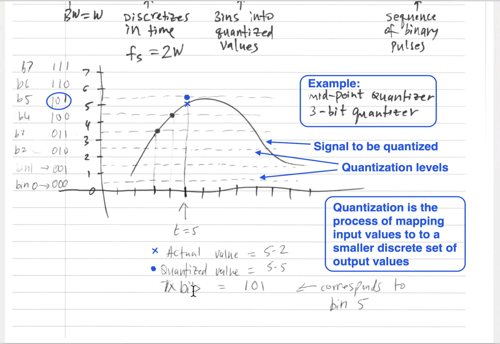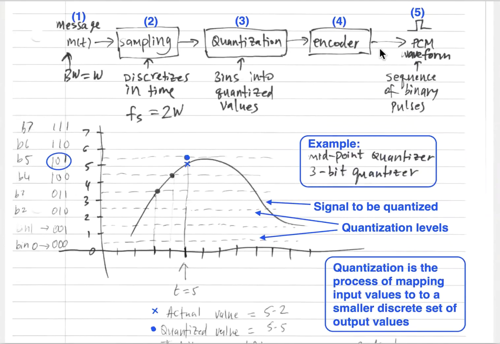So the transmit value for t equals 5, where the actual value was 5.2 and the quantized value was 5.5, the bit representation of that is 101. So I'm going to transmit 101. And when we look at PCM, we'll see that 101 will correspond to a certain sequence of binary pulses.